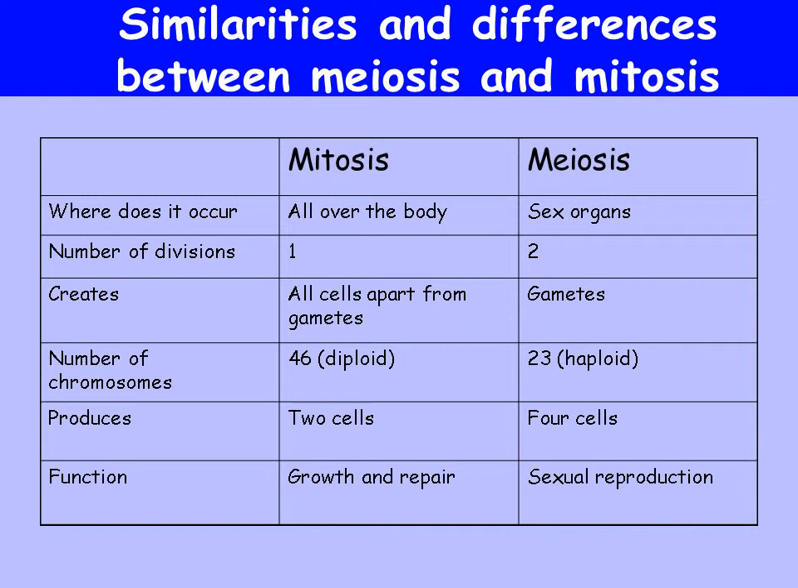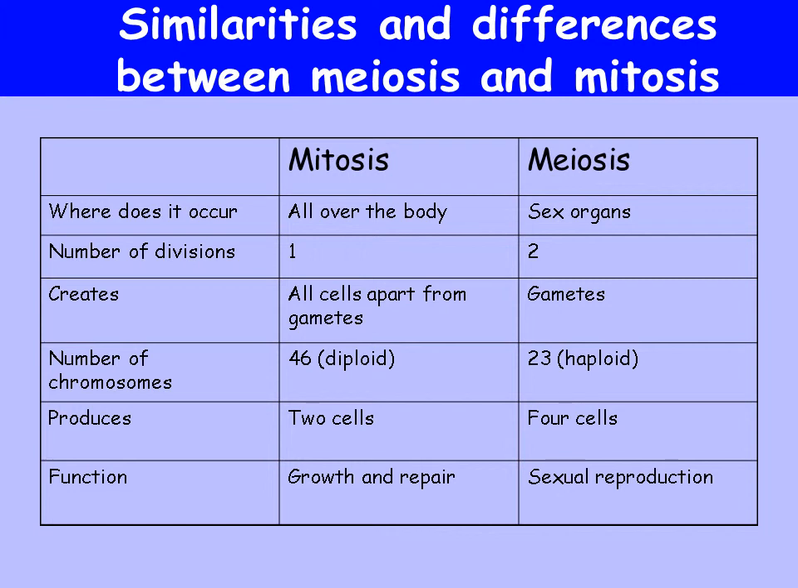Okay, to summarize, here's a table showing all the information about mitosis and meiosis. So mitosis happens all over the body. It happens for growth and repair. There's one division during the process, and it will create all types of cells apart from the gametes. The number of chromosomes it makes will be 46, which is the diploid number for adult human body cells.